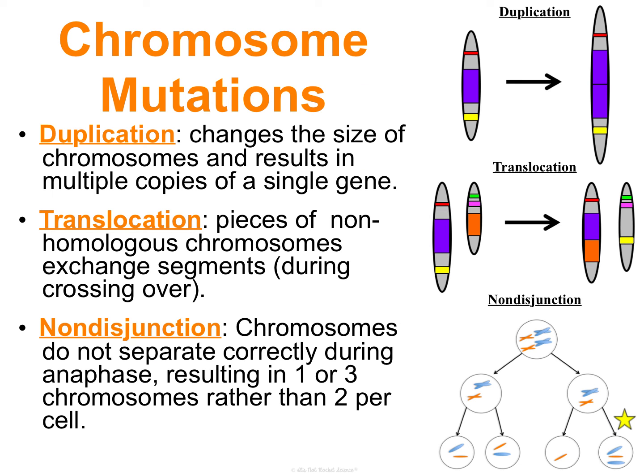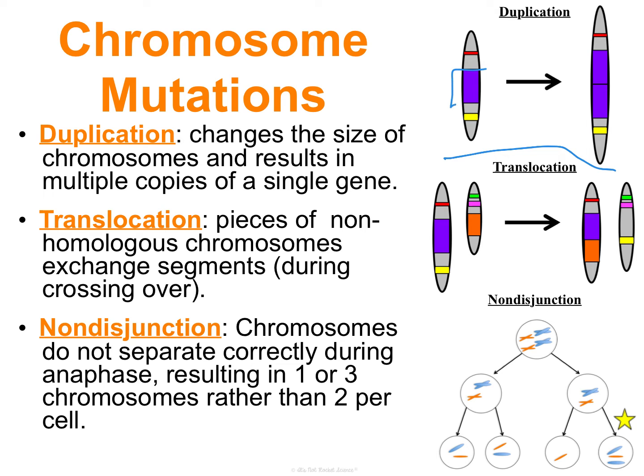Now on that larger scale where we have an entire chromosome mutation, we have a couple of things. We have a duplication, a translocation, and a non-disjunction. A duplication, if you're looking at this part right here, is a change in the overall size of the chromosome. It results in multiple copies of a single gene that are just getting replicated over and over and over again.